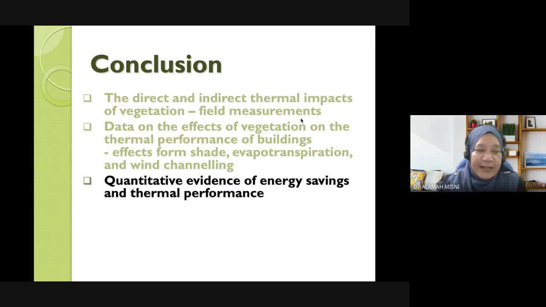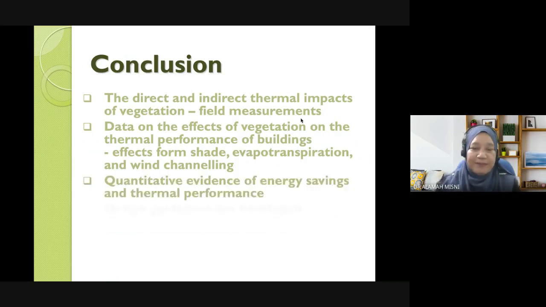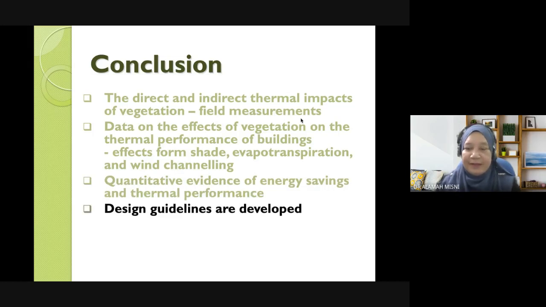Okay, Origin 8 software was used to analyze data and to produce a quantitative result with quantitative evidence of energy saving and thermal performance of the house. The design guidelines were developed to assist the construction team, industries, the owners of houses and their communities to increase the energy efficiency and thermal performance of housing in tropical environments. Okay, next.